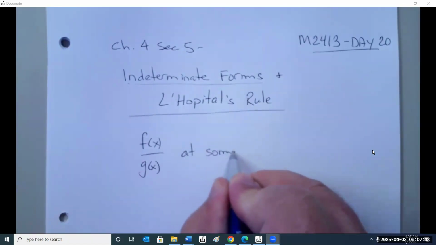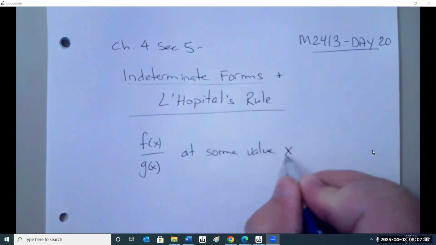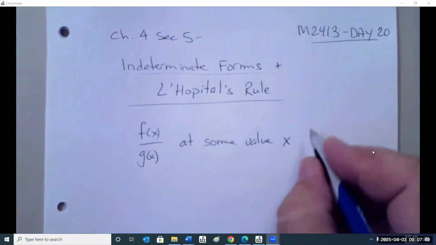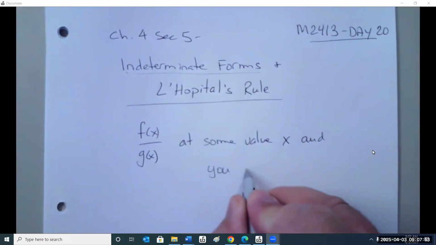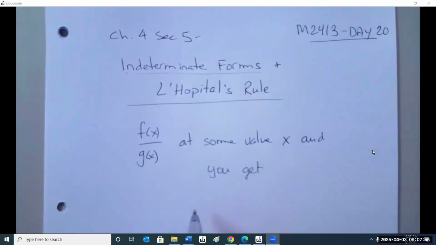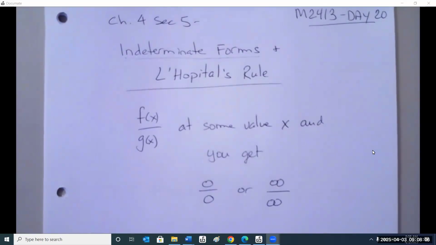at some value x, and you get 0 over 0 or infinity over infinity, then that's called indeterminate. Why? Because 0 over 0 is not a number.